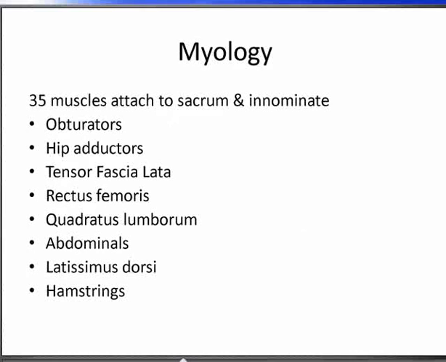All right, so thinking about the muscles now around the pelvic girdle, there's 35 muscles that attach to the sacrum and the innominate, and basically it's these following groups. The obturator muscle group, the hip adductor muscle group, the tensor fasciae lata attaches to the pelvic girdle and sacrum, particularly the innominate, of course, the rectus femoris, the quadratus lumborum, abdominals, lat dorsi, and hamstring. So the significance of this clinically is that we can use muscle to affect the pelvis and affect treatment of the pelvis. And we see this with the use of muscle energy techniques when we're looking at affecting innominate motion or sacral motion or what have you.